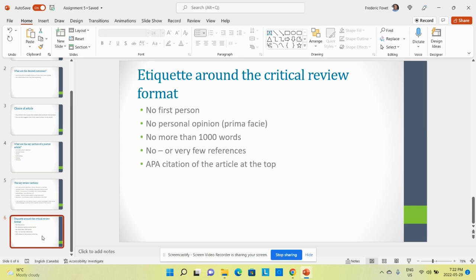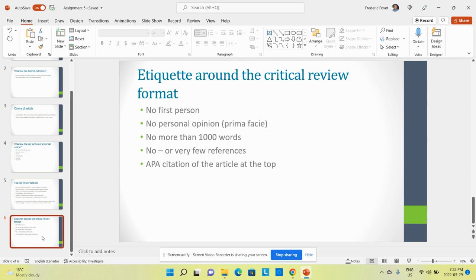No or very few references. The point in a critical review is, again, a bit contradictory, because we say no first person and no personal opinion, but really it is your read on the article. So we're not that interested in having references to other work. You can have the odd reference if it's essential. For example, if something is missing in the piece that you've seen elsewhere and that should be mentioned there, then you might use a reference just to show that you have standing to make that comment, that you've seen that theme or issue discussed elsewhere, but you don't see it discussed here. So you might have a reference to show something like that.